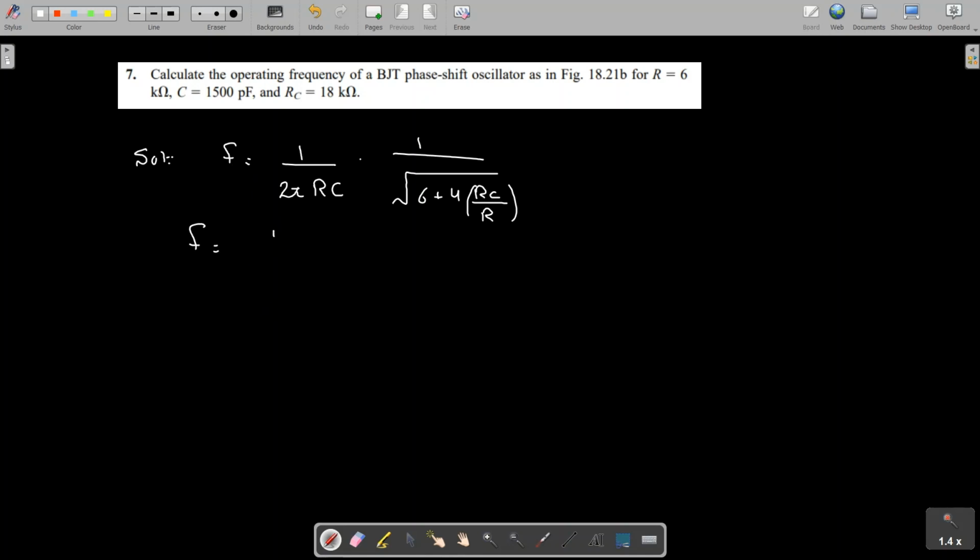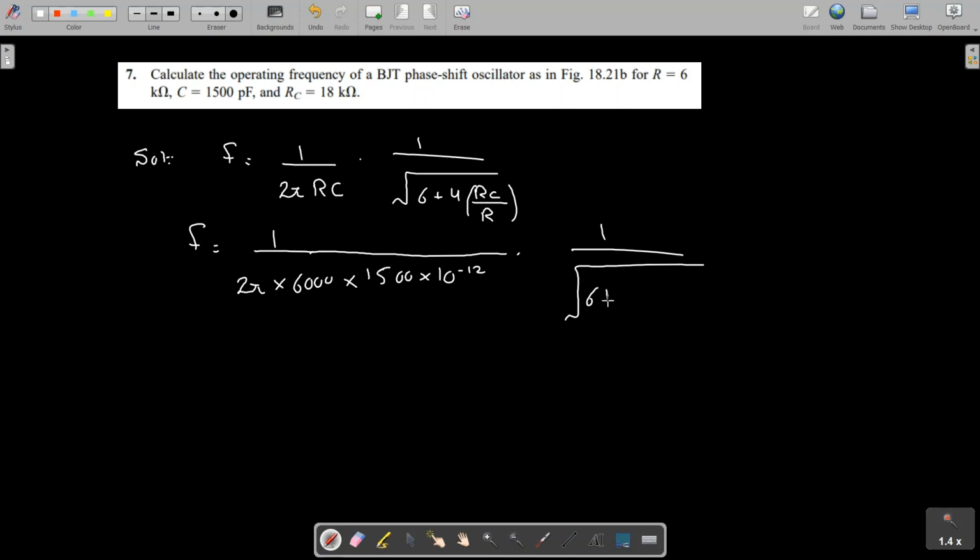We are going to have 1 divided by 2 pi. R is given to you, R is 6 kilo ohm, which is 6000. So this is 6000. And then C is also given to you, which is 1500 picofarad. Pico is your 10 raised to power minus 12. Fine. Now and then we have 1 divided by under root 6 plus 4 RC divided by R.